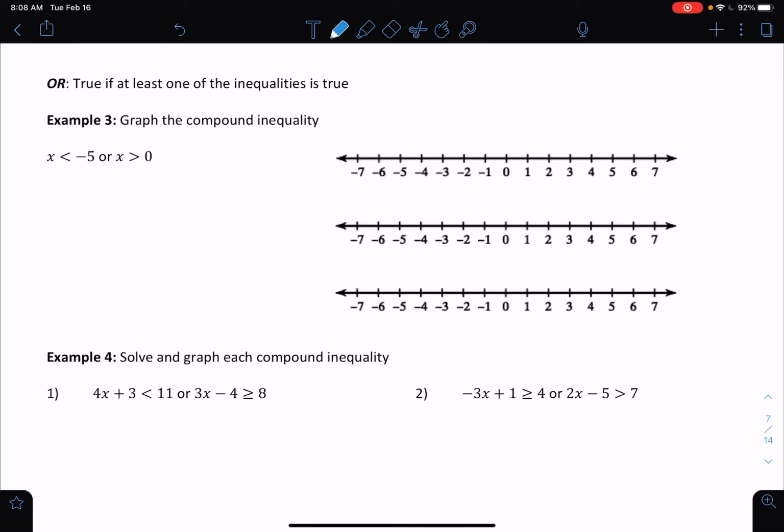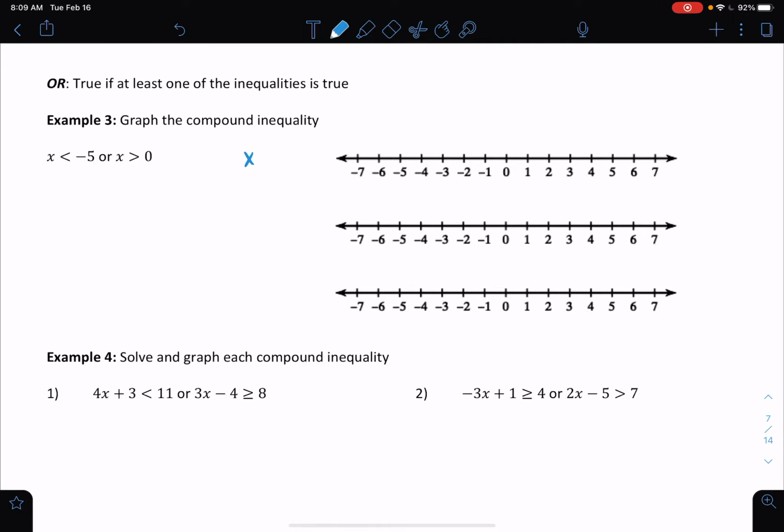So what about compound inequalities that are joined by the word or? So we've dealt with and, and that was that overlapping region. Or is if at least one of the inequalities is true. So for example, we've got x is less than -5 or x is greater than 0.